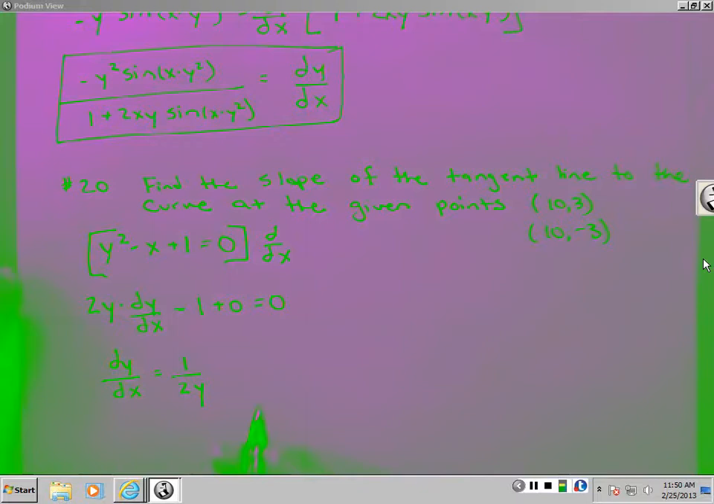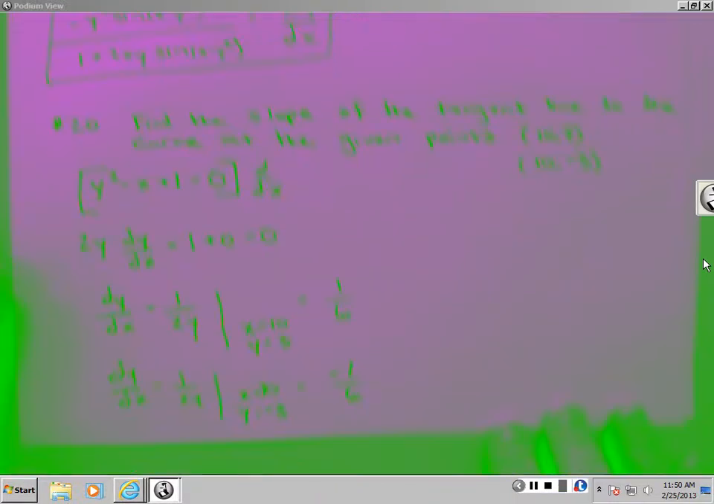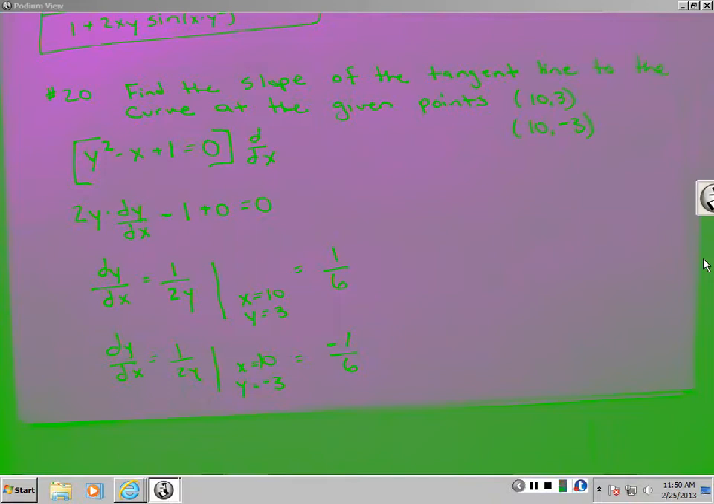So if I look at the point x equals 10, y equals 3, I get 1/6. But if I look at the point x equals 10, y equals minus 3, I get minus 1/6. So you see the equation gives the slope of the tangent line at the given points. Here I have a slope of 1/6, and I'm looking at the point 10, 3. Here I have a slope of minus 1/6, and I'm looking at the point 10, minus 3.